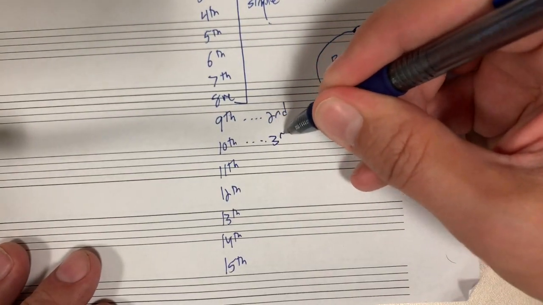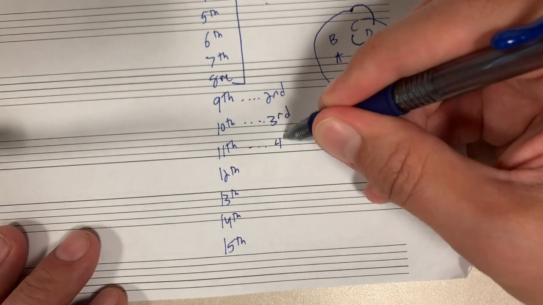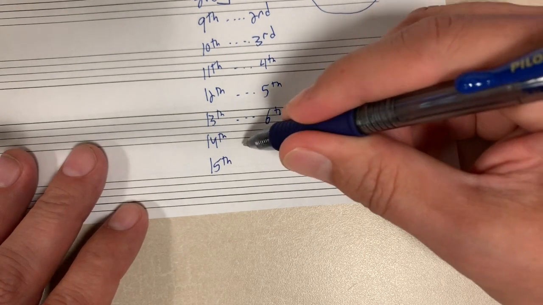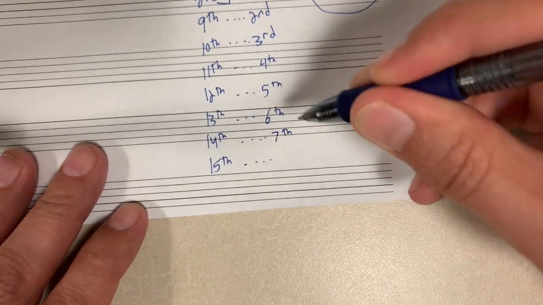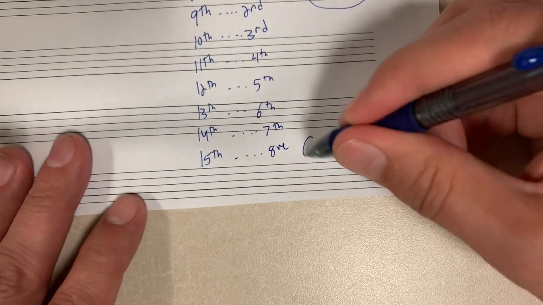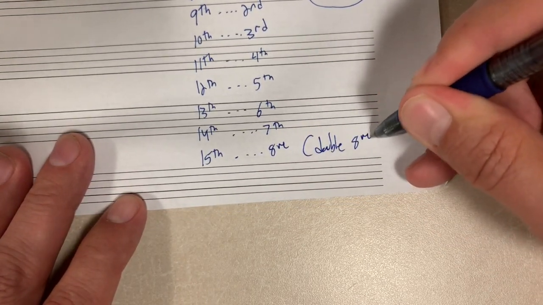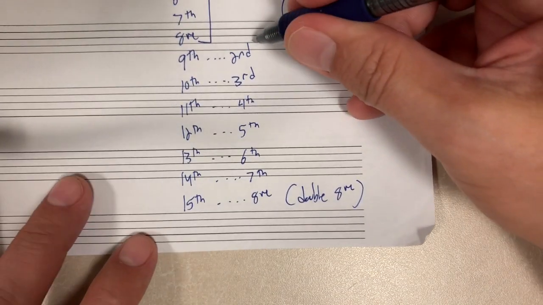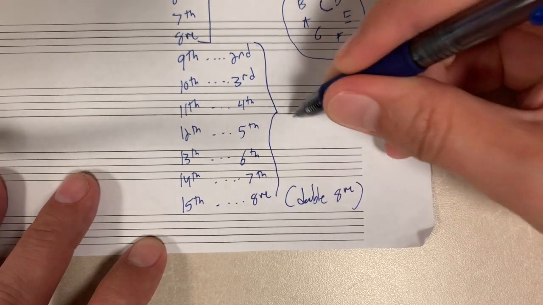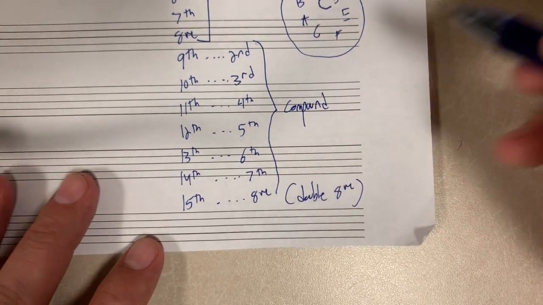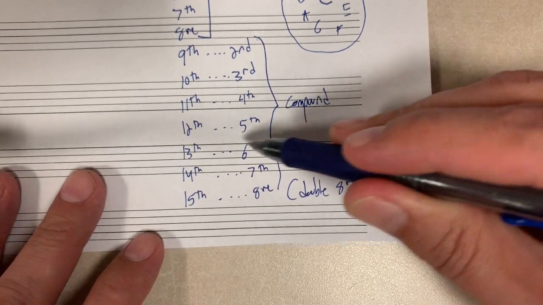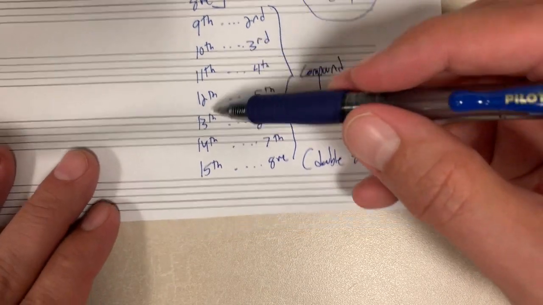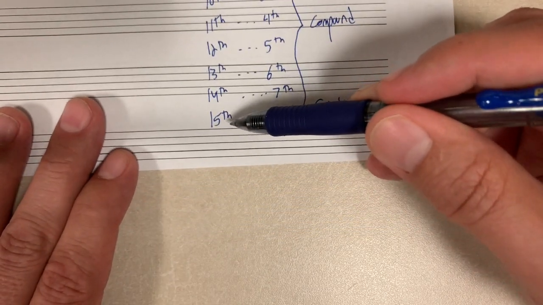A 10th strikes our ear a lot like a third does. 11th like a fourth. 12th like a fifth. 13th like a sixth. 14th like a seventh. 15th like an octave. And in fact, a 15th is just called a double octave a lot of times. You can use the word compound in any of these to name these kinds of intervals. So you could say a compound major sixth, and that would be the same thing as saying a major 13th. Like I said, no one really talks about any compound intervals higher than this 15th.